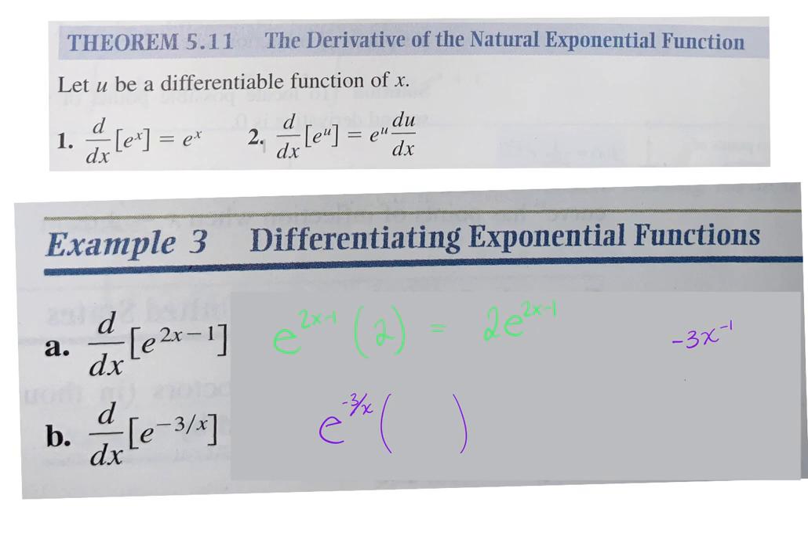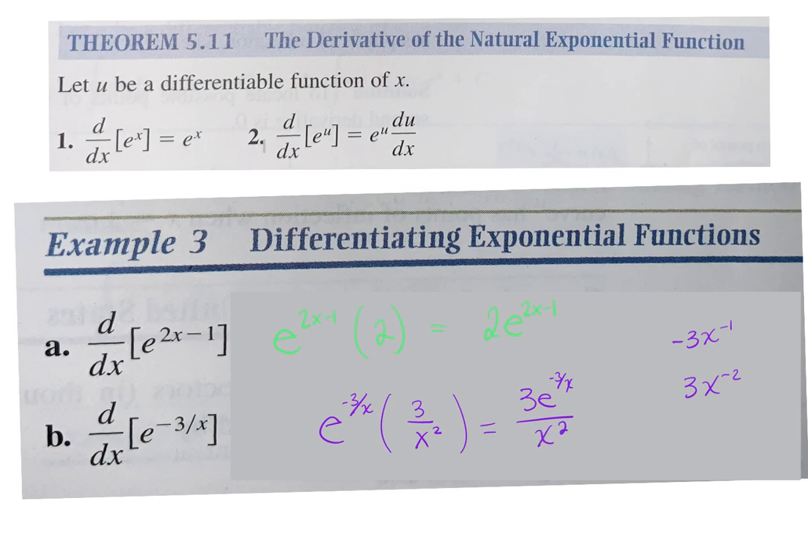Negative 1 times negative 3 is 3. Subtract 1 from it. We're taking derivatives, right? Negative 1 minus 1 is negative 2. That's my derivative. So we would say 3 over x squared. Again, we wouldn't leave it like that. My numerator here would be 3e to the negative 3 over x. My denominator here would be x squared. But that would be my derivative.